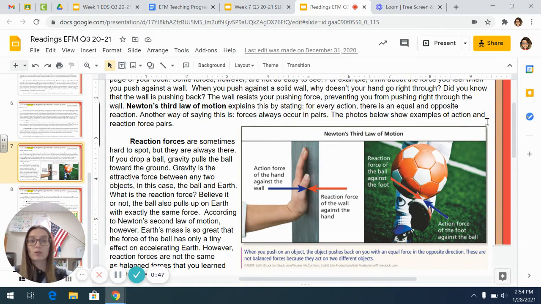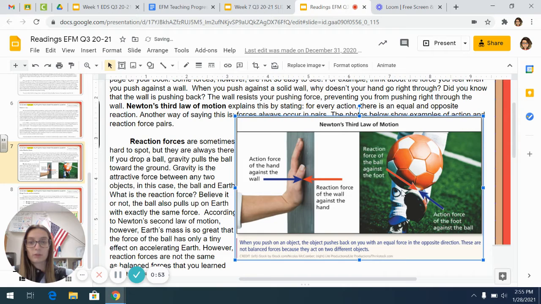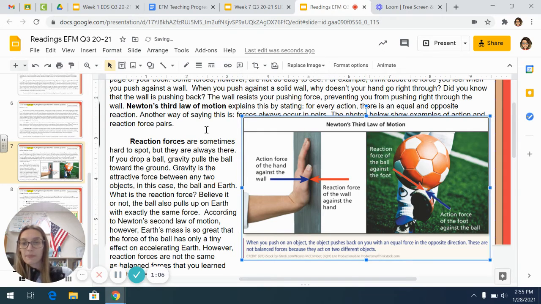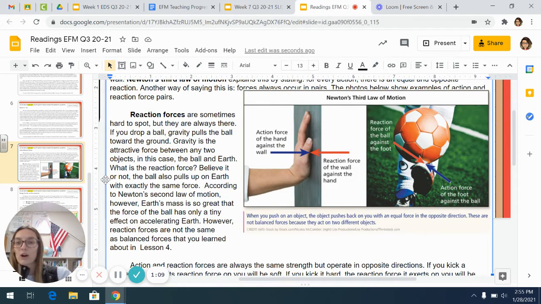The photos below show examples of action and reaction force pairs. So looking at this photo, as they kick the ball, there's another force coming from the ball and your foot. And in the wall example, there's a force coming from the wall and your hand. Reaction forces are sometimes hard to spot, but they are always there.